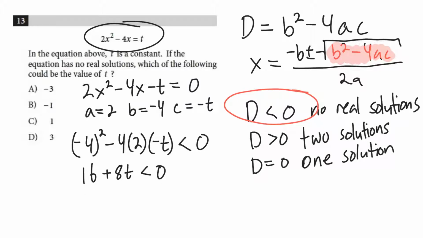Okay. So if I could solve for t here, that would give me an inequality that tells me what my possible values of t are. So I'm going to subtract 16 from both sides. 8t is less than -16. And I can divide by 8. So I get t is less than -2. Well, t is only less than -2 in one place. That's going to be A.